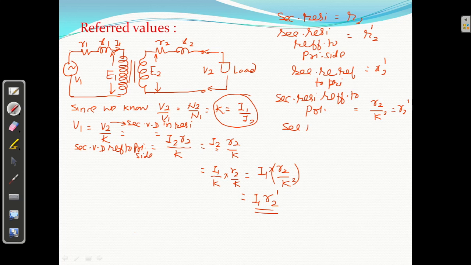Similarly, the secondary reactance referred to primary becomes X2 upon K square, equal to X2 dash. Be careful: if you have taken N2 upon N1 equal to E2 upon E1 equal to V2 upon V1 equal to K, then when referring resistance and reactance from the secondary to the primary, you have to divide by K square. Clear? Okay, so I got it right. Now the equivalent resistance on primary.